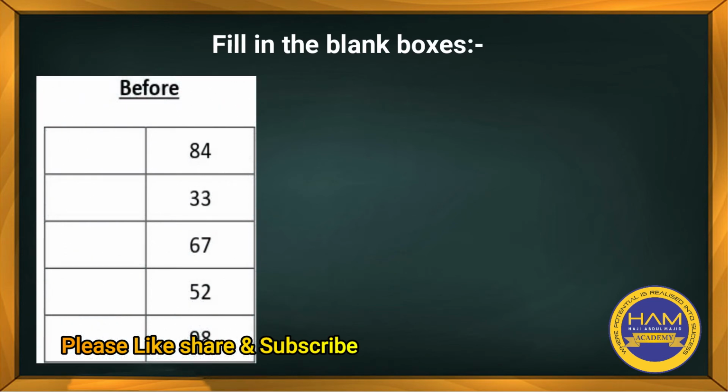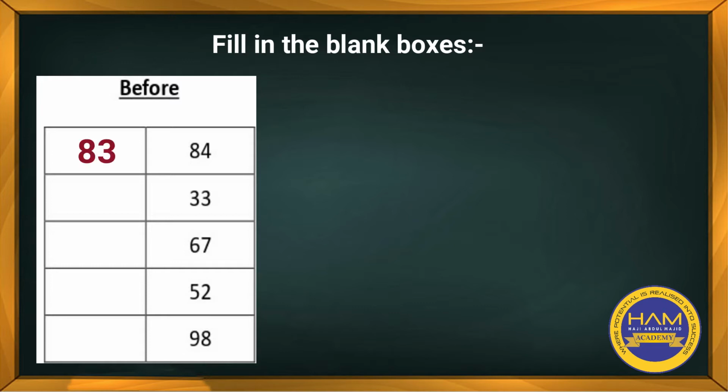First of all, we will go with the numbers which come before. The first question is 84. Here we have to find out which number comes before 84. The answer is 83. So we are going to write number 83 before 84.